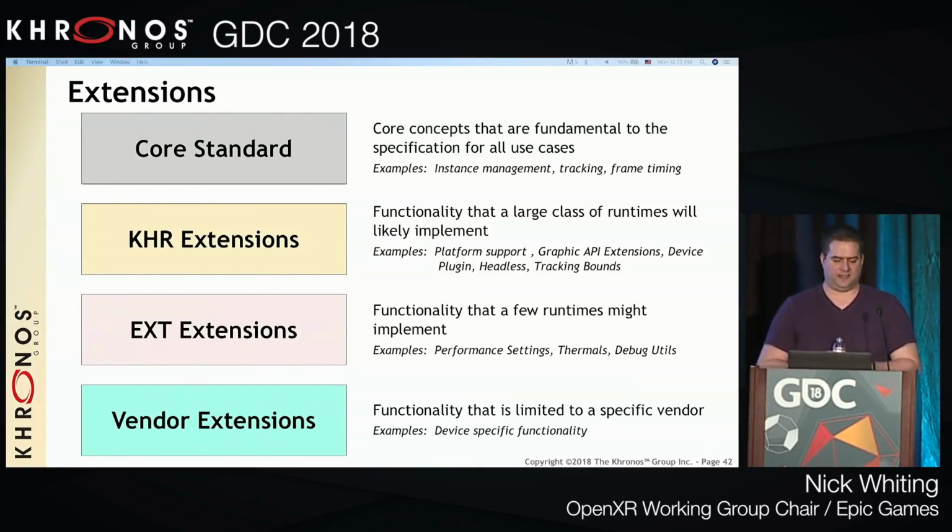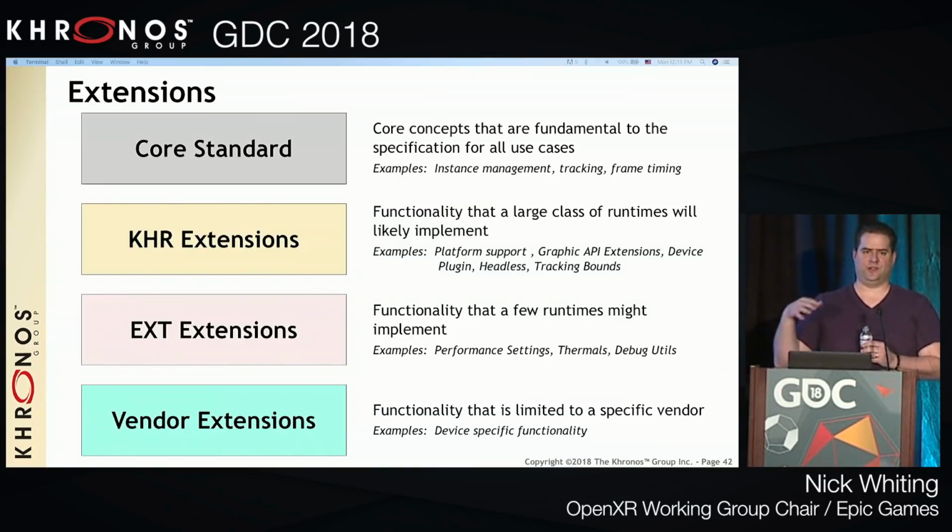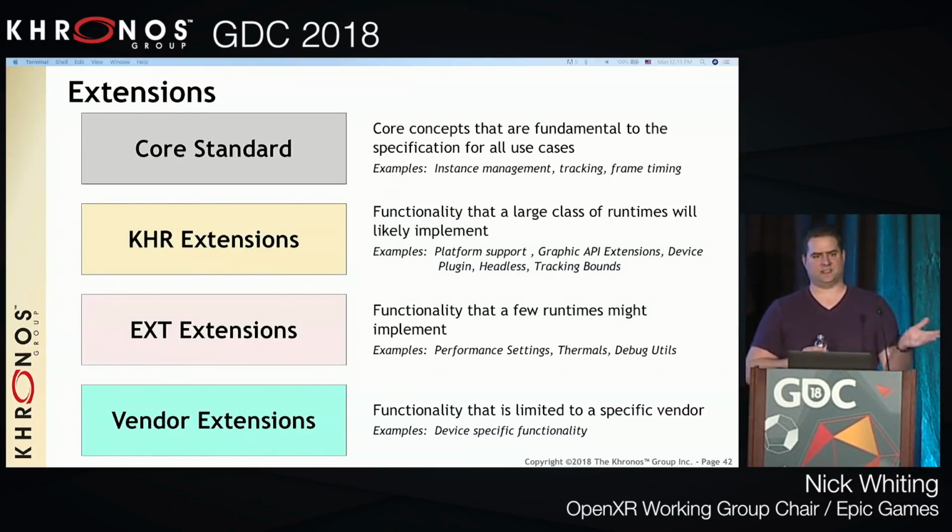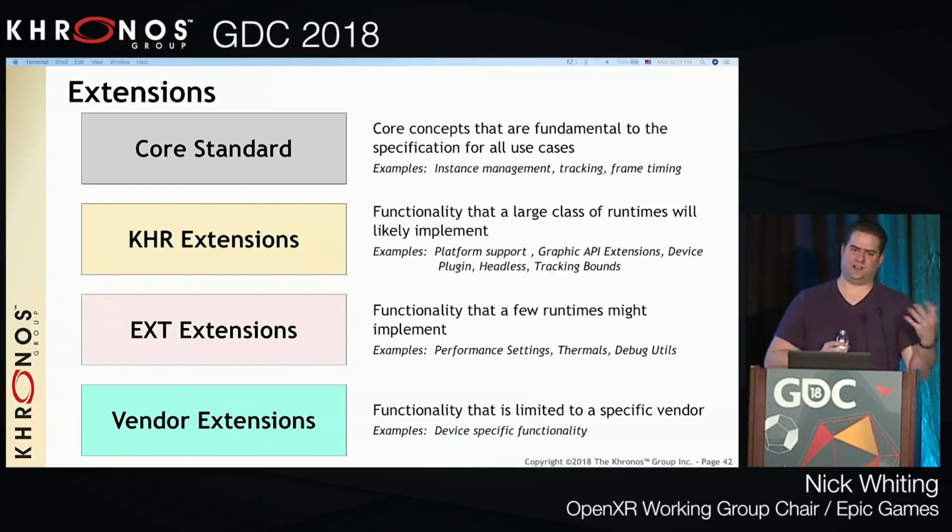The next class, next to that, are what we call KHR extensions, which is functionality that a large class of runtimes are likely going to implement. So this is where we put different platform support, like Windows and Android and Linux and Mac. Anything that's platform specific goes in a KHR extension because we expect not all runtimes are going to work on all platforms, so that's something we can't put as part of the core specification.